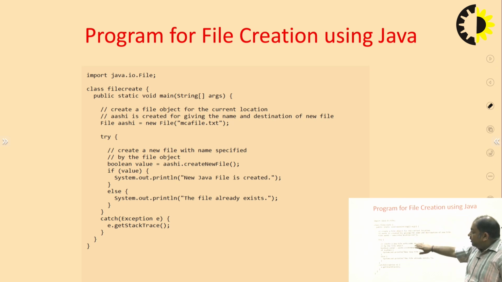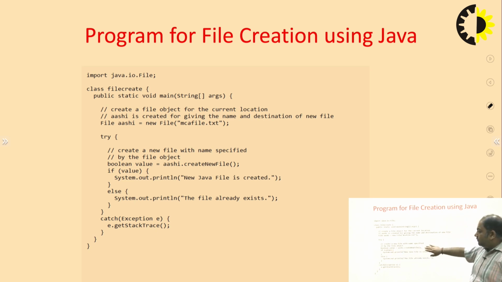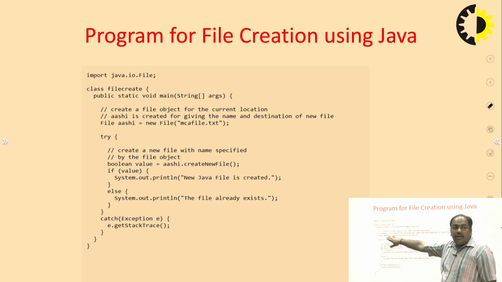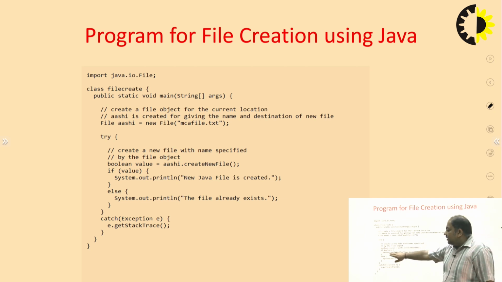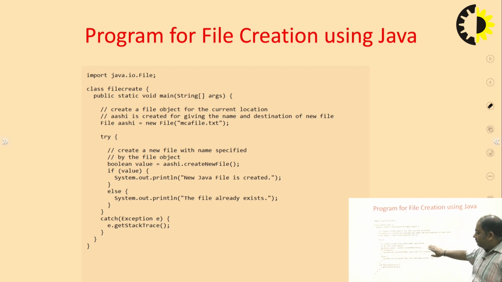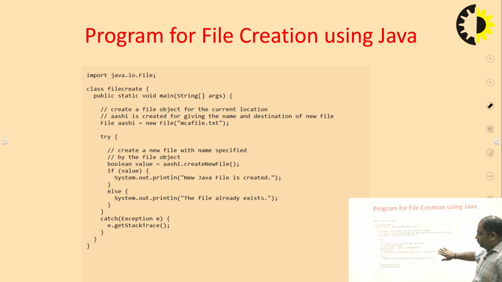Then we create a new file with the name specified. This file is created using boolean values, and we call the object which we created for the file and create a new file. And if we are creating a new file, then it will say system.out.println new file is created.